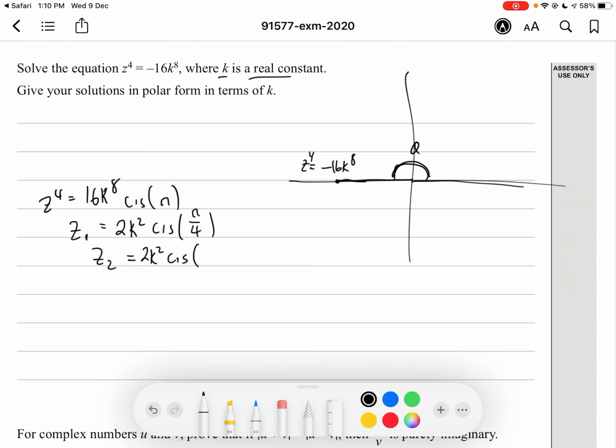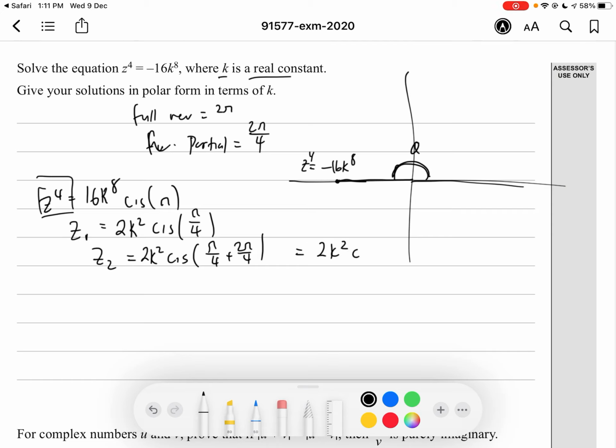The reason this changes is because of the angle. Since this is z to the power of 4, the way you can remember it is that a full revolution equals 2 pi. There are 4 solutions in total, since it's the 4th order, so there are going to be 4 possible solutions around this whole revolution. Each solution will exist at each 2 pi over 4 interval. So pi over 4 plus 2 pi over 4 gives 2k squared cis of 3 pi over 4.